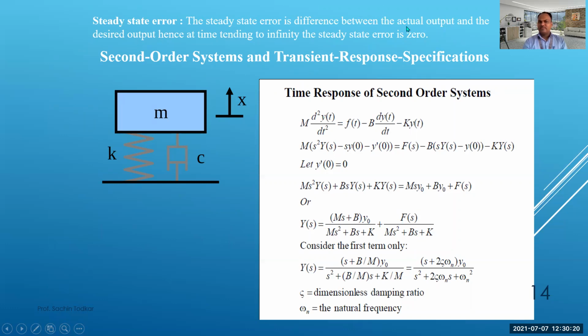Steady state error is the difference between the actual output and the desired output. Hence, as time tends to infinity, the steady state error is 0.